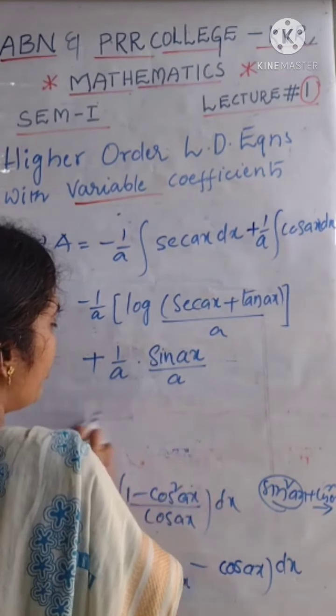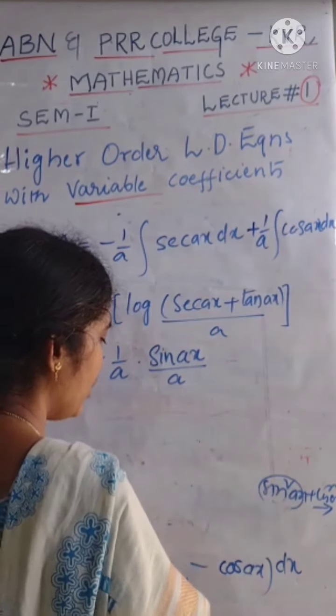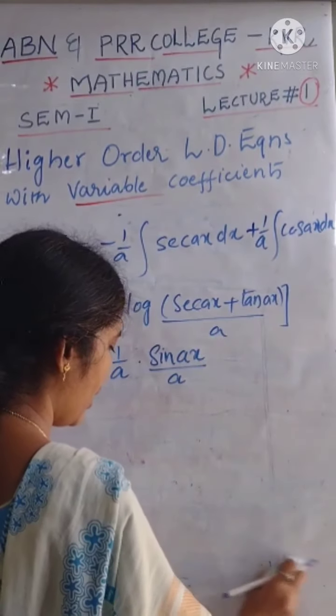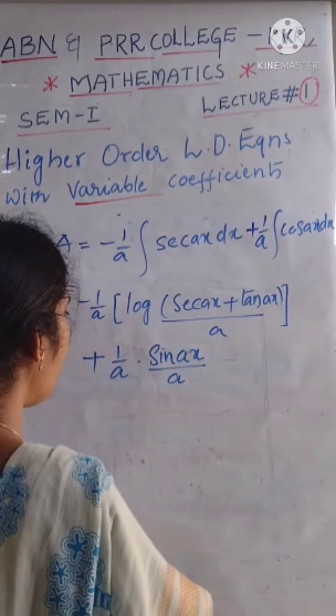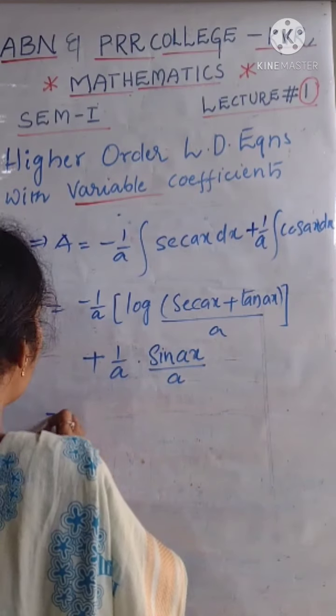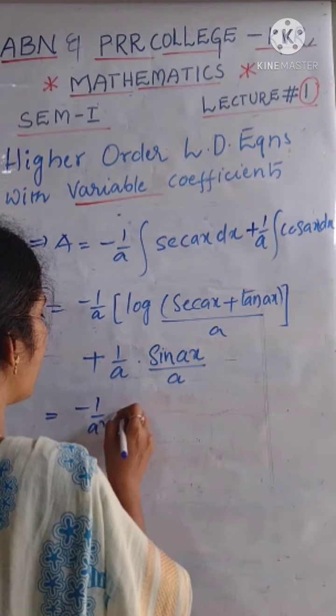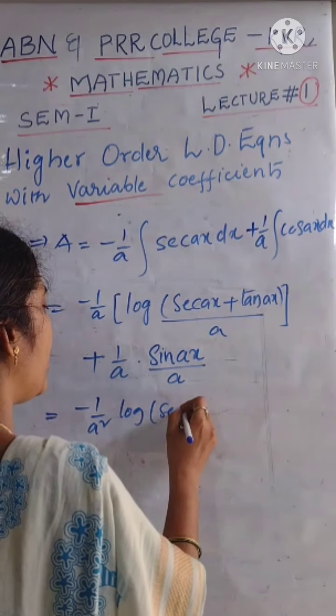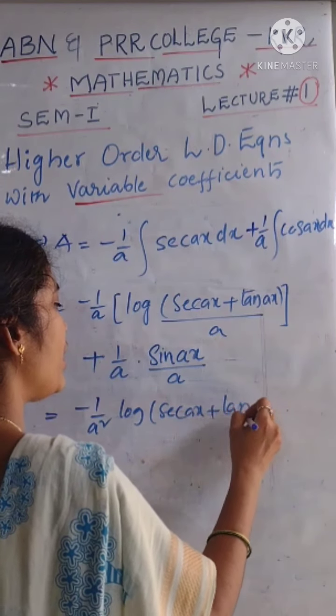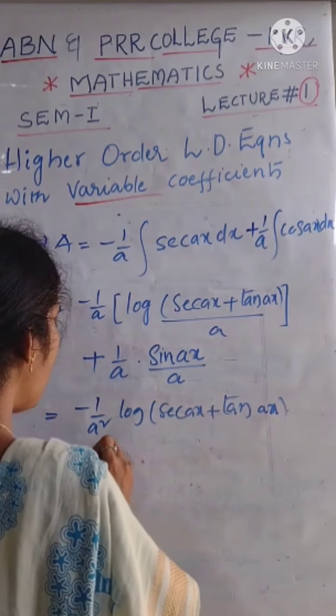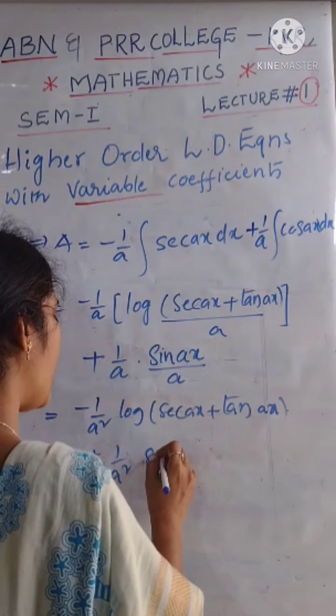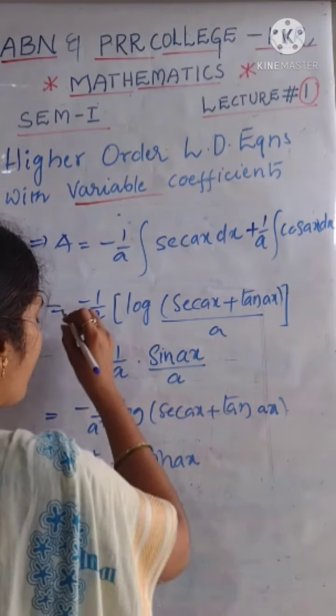This is the value of the first parameter a. If you want to simplify it, you can write it as minus 1 by a square into logarithm of secant ax plus tan ax, plus 1 by a square into sin ax. This is the value of parameter a.